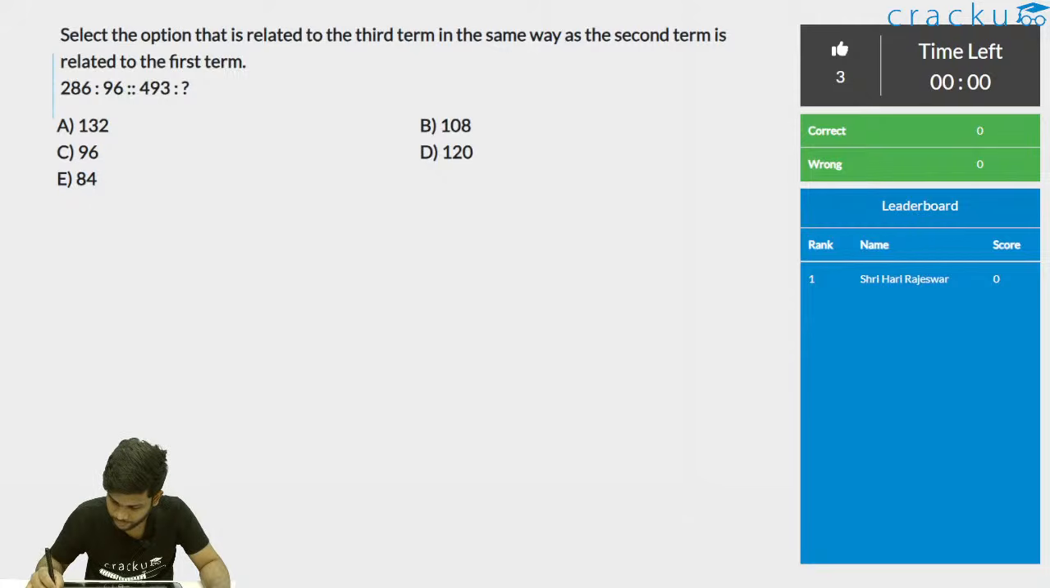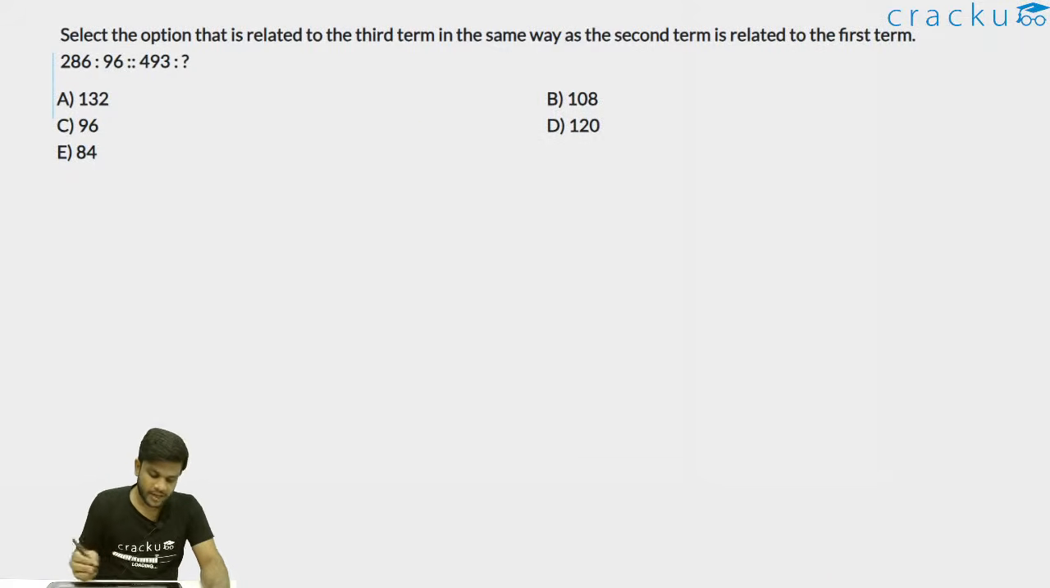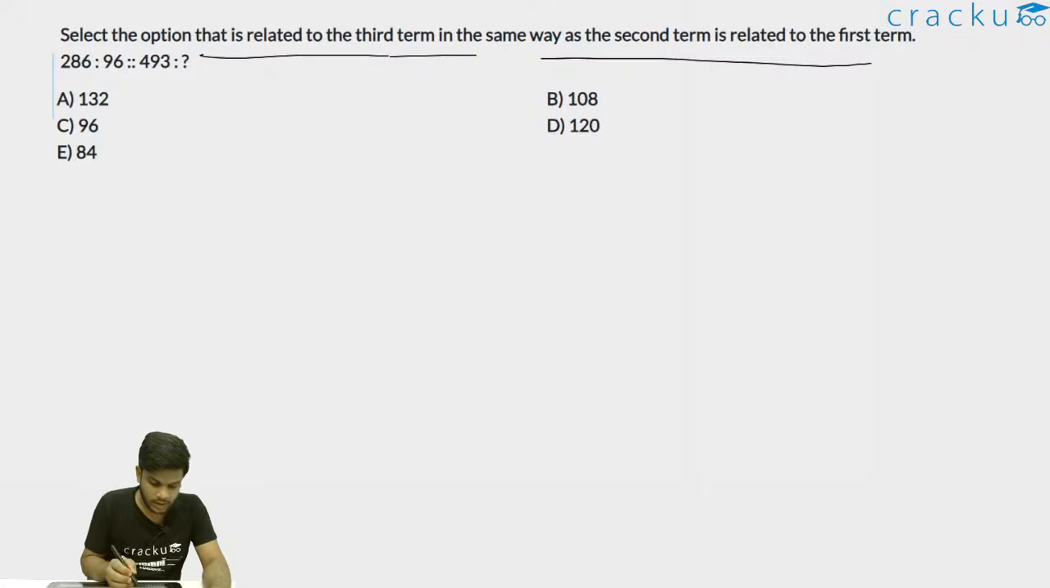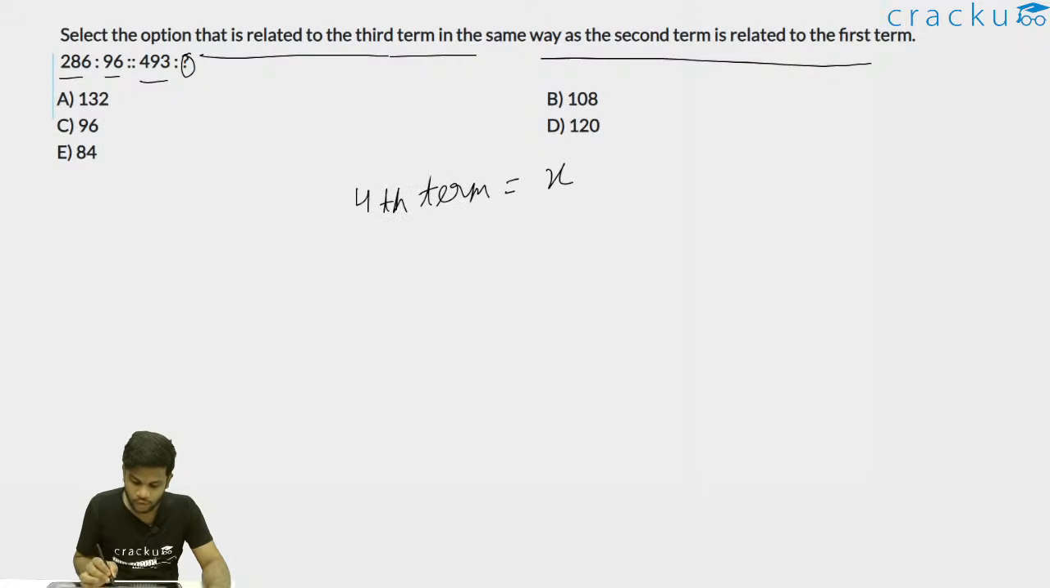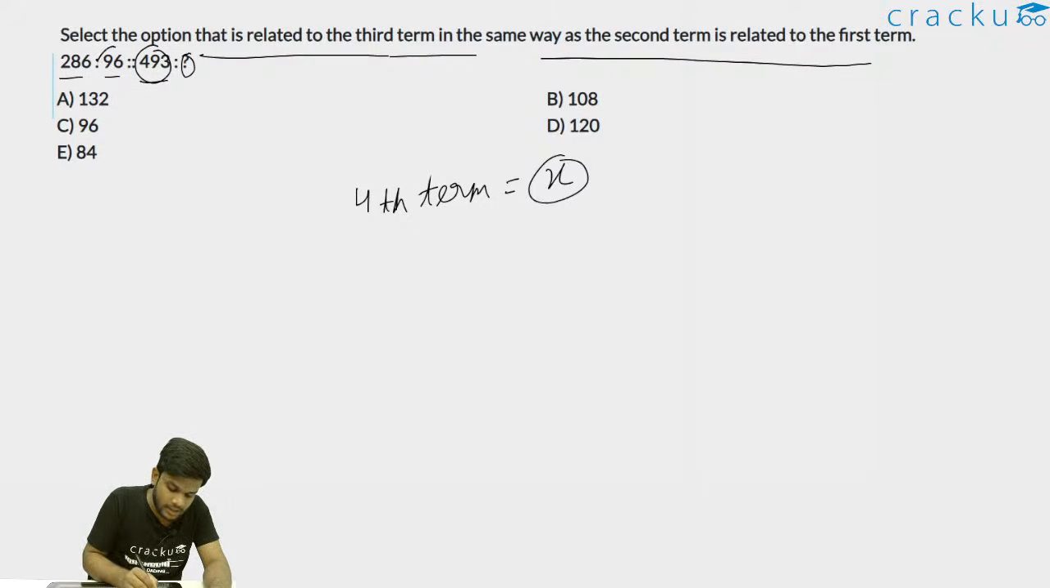Okay, so in this question we have to find the option that is related to the third term in the same way as the second term is related to the first term. So first term is 286, second term is 96, third term is 493, and we have to find the fourth term. So let the fourth term be x. Now the relationship between x and 493 should be the same as the relationship between 96 and 286.